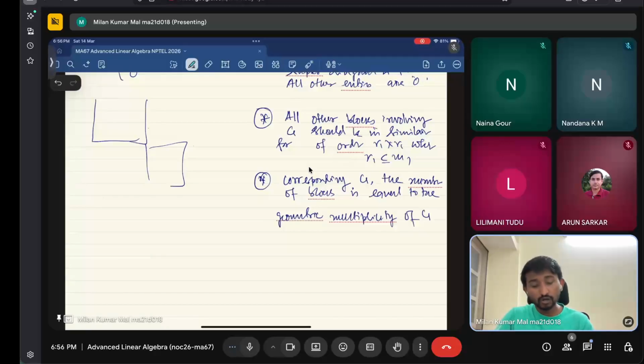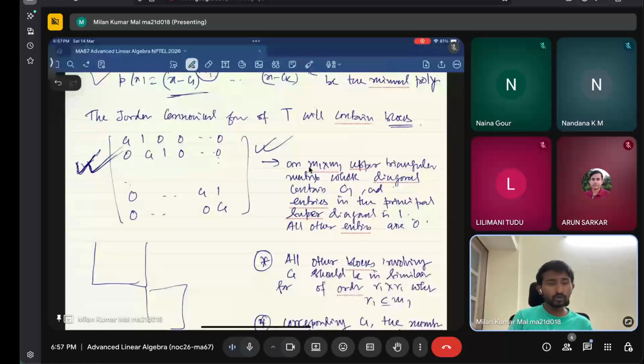In fact, any block will look like this way, whether corresponding to c1, c2 or c3, that doesn't matter. It is understandable that for ci it will be like ci, something like that. So all the others will be ci, something like that.